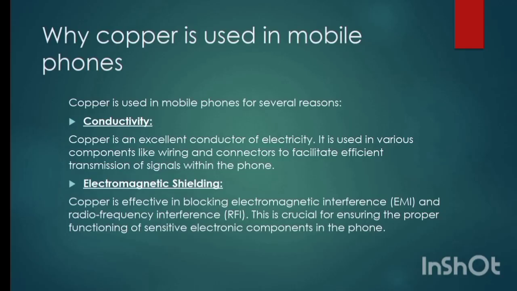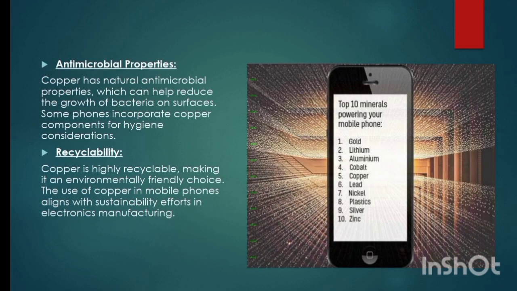Why is copper used in mobile phones? Copper is used in mobile phones for several reasons. Number one, it's highly conductive, so its great conductivity makes it an excellent conductor of electricity to facilitate efficient transmission of signals within the phone. Number two, electromagnetic shielding. Copper is effective in blocking electromagnetic interference and radio frequency interference. This is crucial for ensuring the proper functioning of sensitive electronic components in the phone.